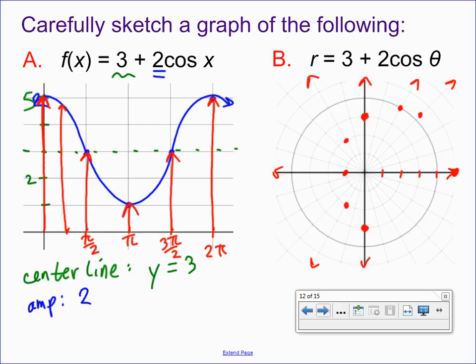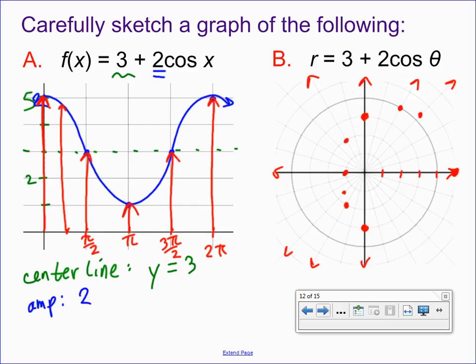We can do one tricky value. Let's do 5 pi over 4. Cosine of 5 pi over 4 is negative root 2 over 2. That's negative 0.7. Negative 0.7 times 2 is about negative 1.4. Negative 1.4 plus 3 is about 1.6. You guys get it? 1.6? Let's try it.